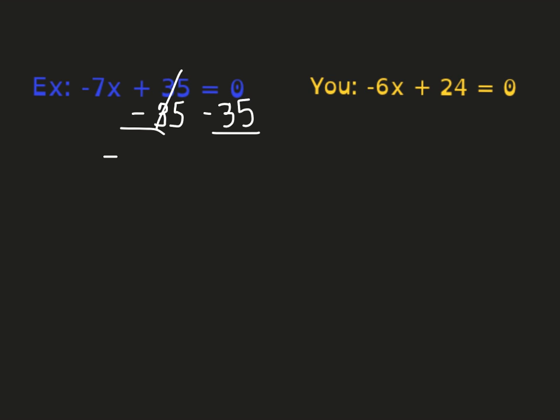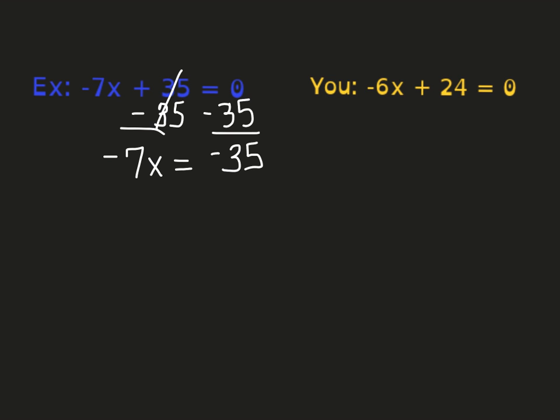That cancels out. Bring down the negative 7x equals, now what's 0 and negative 35? Now think about it this way. 0 is not positive and it's not negative. So I have different signs, or you can say, well, I only have one sign. It's negative 35 plus 0, which is negative 35.